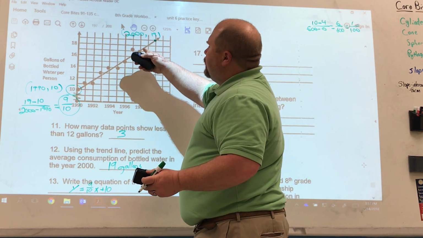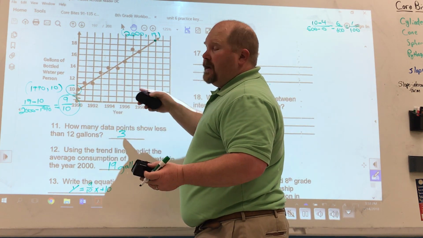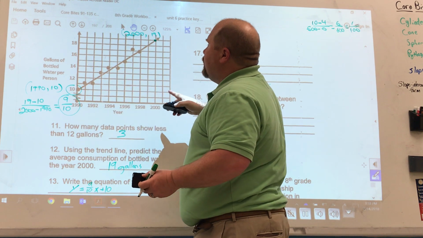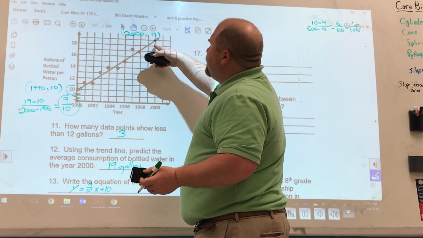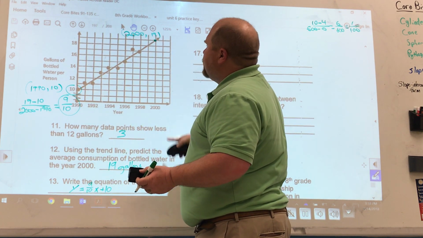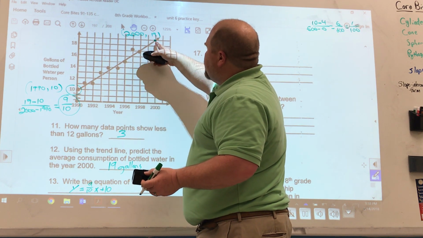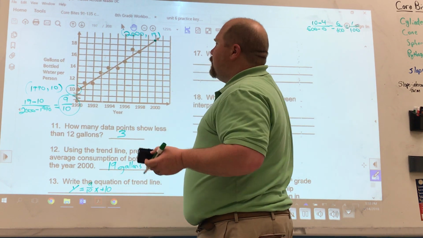Remember, you're not looking for a point that's perfect. If there is a perfect point on your trend line, great. If not, just find a good intersection that your trend line goes across. And it looked like the 2000 was a very good intersection. It looks like it fit perfectly.